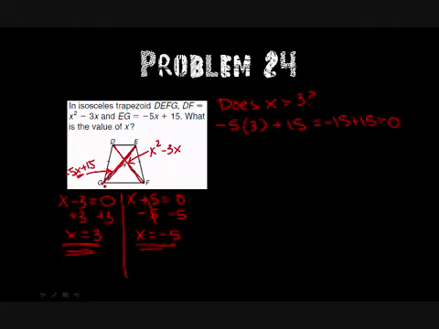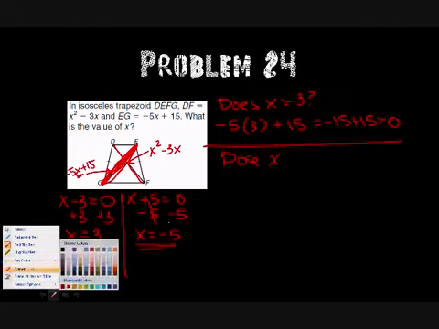So that would mean that this diagonal here is 0 units long. That makes no sense because clearly it's not a black hole or a singularity or anything weird like that. It's a trapezoid. So there's no way that EG could possibly be 0. So that means that this doesn't make any sense. Oops. X can't equal 3. Well, let's try the x equals negative 5 and see if that works. Oops, that's not how you spell does.